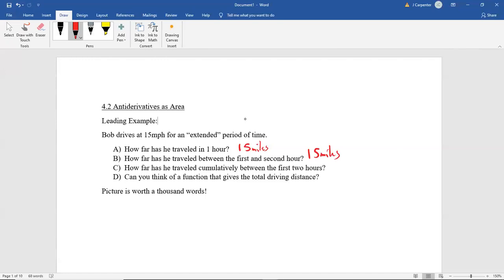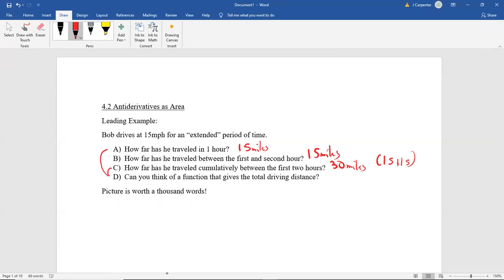How far has he traveled cumulatively between the first 2 hours? Well, 15 miles for the first part, 15 for the second part, so 30 miles. You just add them up. Can you think of a function that gives the total driving distance? So that's not really related to question B. It's more related to questions A and C.